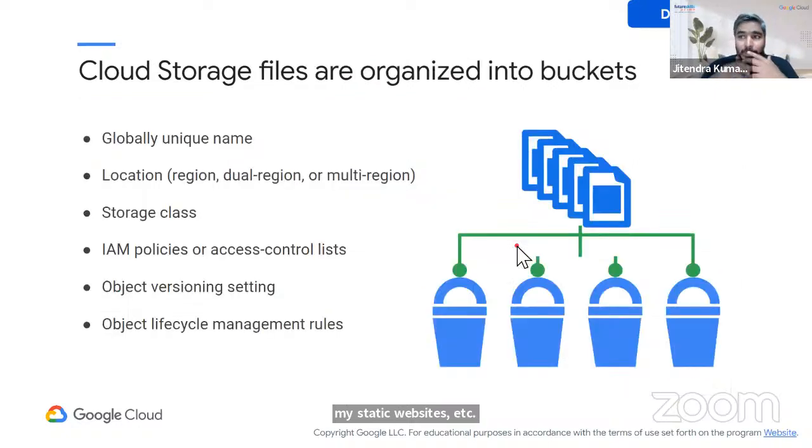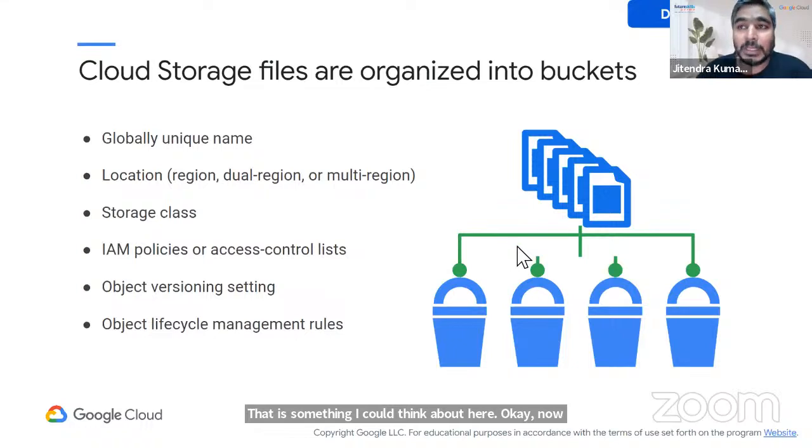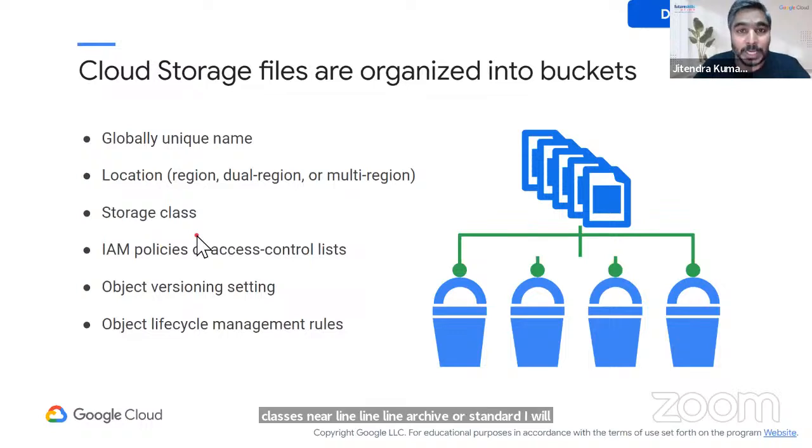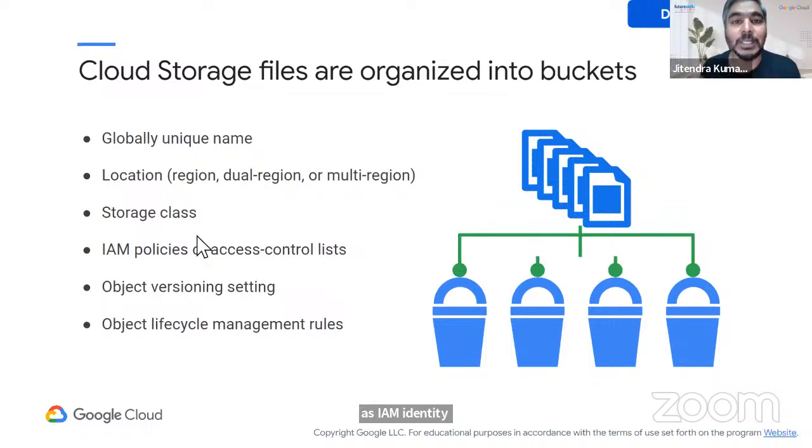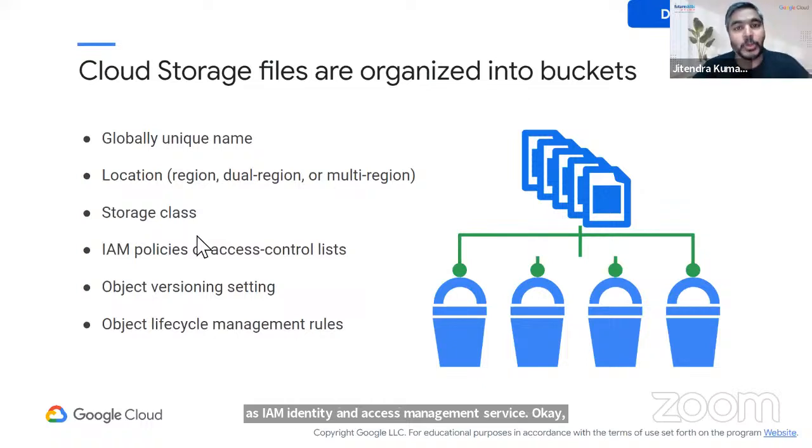Okay, now certain characteristics to remember. When you create a bucket, it has to be globally unique. You will be asked to select a location, and all these storage classes, nearline, coldline, archive, or standard, I will have a choice to select, okay, which storage class. And then not everybody should have access to my buckets, right? So now for access management, Google gives you what we call IAM, identity and access management service. Using IAM, you could decide whom to give access to these buckets for administration purpose.